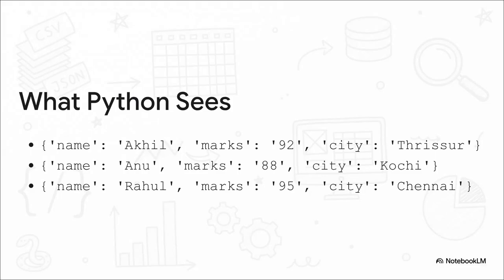And just look at what Python gives us. This is the magic of DictReader. It's not just a messy string of text with commas anymore. Each row is a perfect, clean Python dictionary. This means we can grab the data we want by name, like row['marks']. So much cleaner, so much easier to work with.